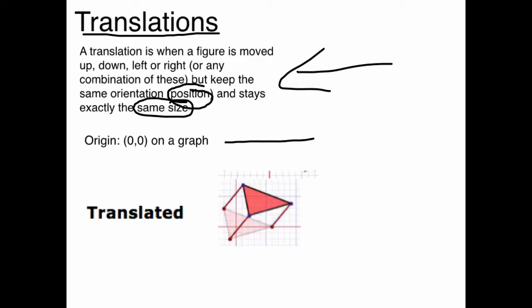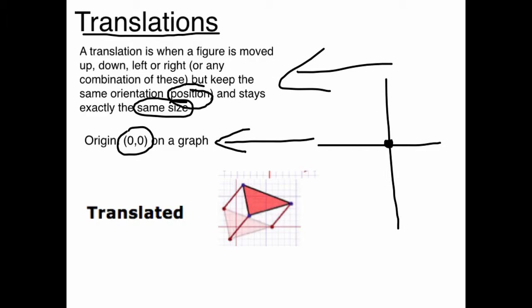Here's another vocab word that we need to start getting comfortable with. We're not going to work with it too much today, but whenever I say origin, all that means is the point 0, 0 on a graph. So if this was my graph, the origin is 0, 0. It's just right there in the middle.